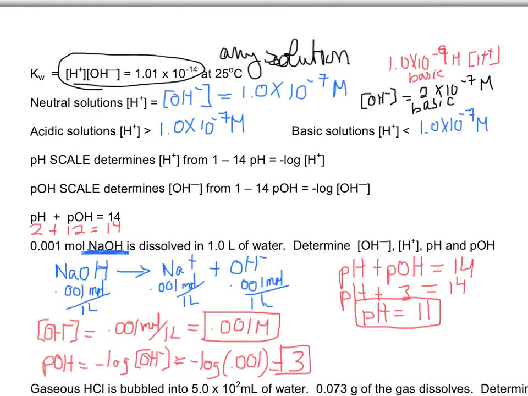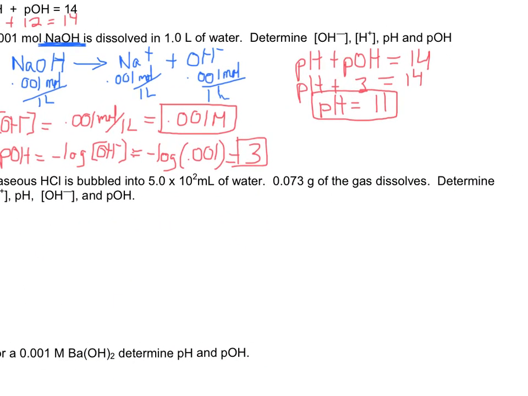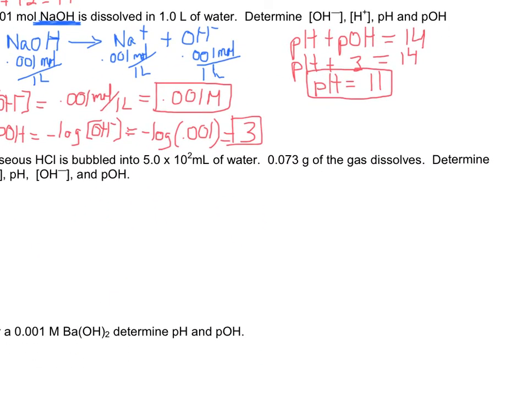Or the other way to do it is you can say pH is equal to negative log of the H plus concentration. And so the inverse of that would be that the H plus concentration is equal to 10 to the negative pH. And so it's 10 to the negative 11, basically, or 1.0 times 10 to the negative 11 molar.